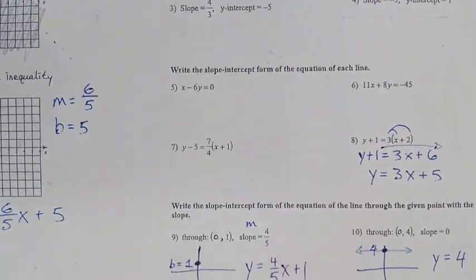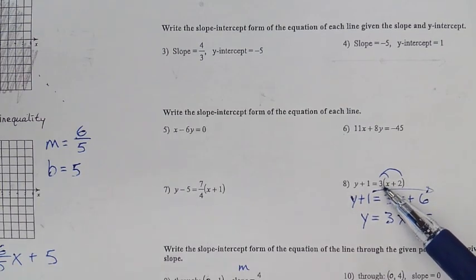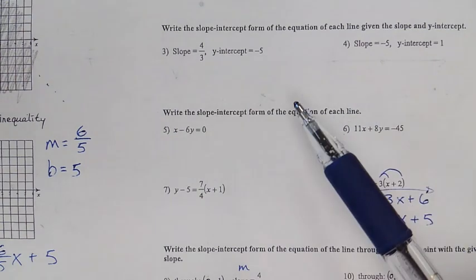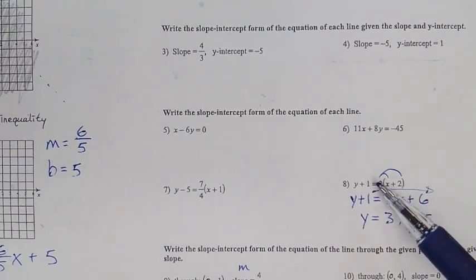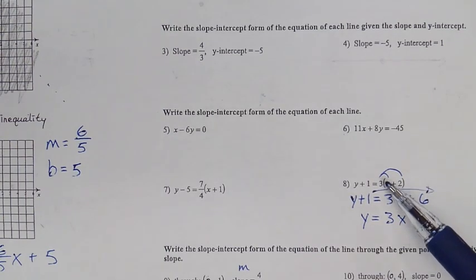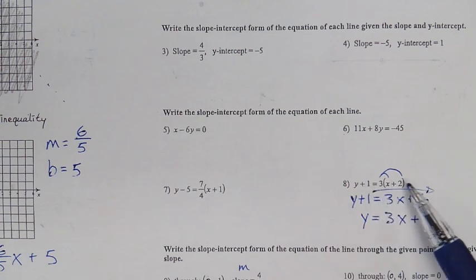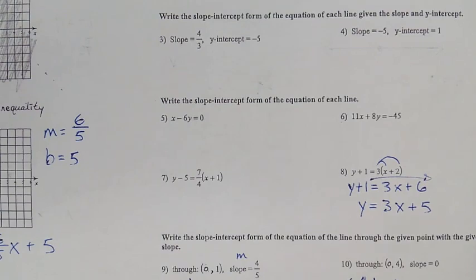This one, just want to go over quickly. I have a number outside a bracket. So what you want to do before you write it in y equals mx plus b form is to distribute it. Distribute meaning multiply. So 3 times x, 3x. 3 times 2, 6. Now when you move that 1 over, you subtract 1. So your equation would be y equals 3x plus 5. Okay, last one right here.